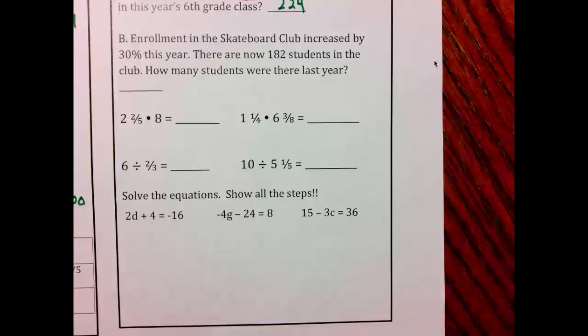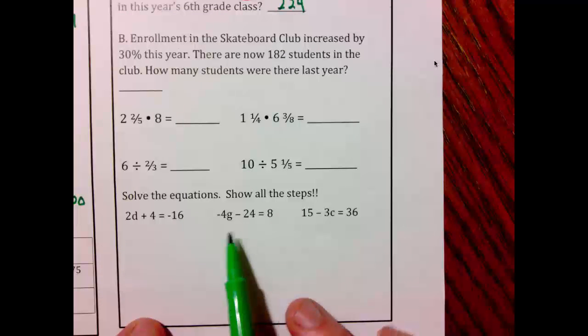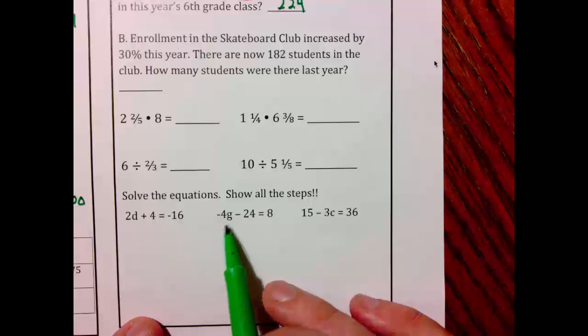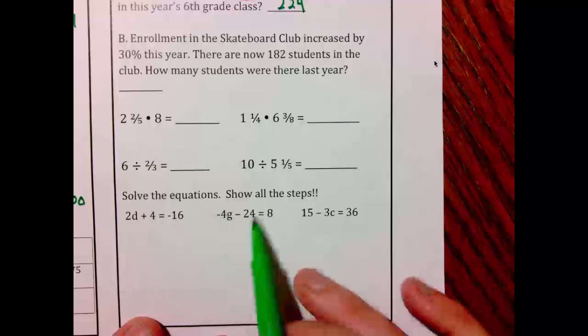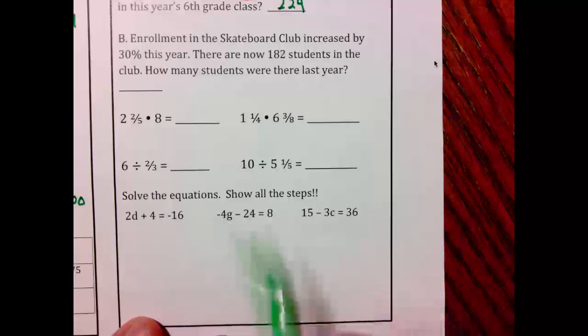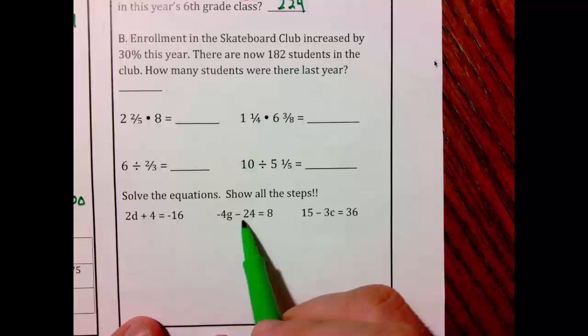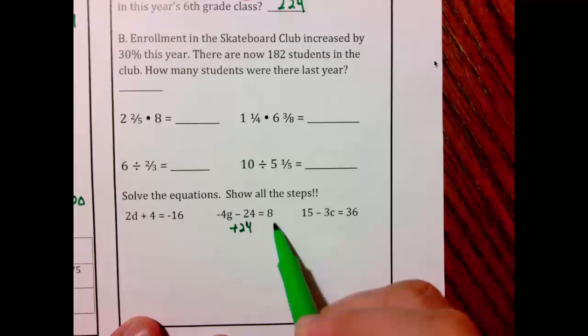I'm going to do one at the bottom that is one of our two-step equation problems. It says solve the equation, show all the steps. Let's say I want to complete the second one. I want to solve for g, that is, get g by itself. Currently we have negative 4 times g and then subtracting 24. We need to undo both operations that are occurring with my g. I will first undo the subtraction. The inverse of subtraction is addition, adding 24 to the left of the equation and 24 to the right.